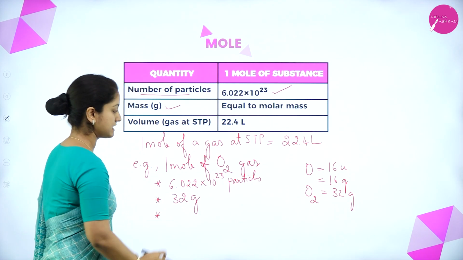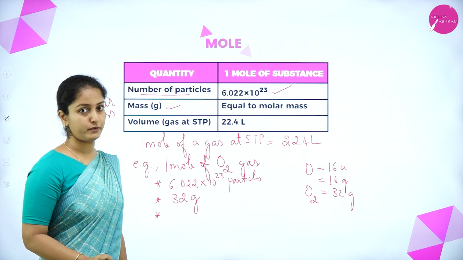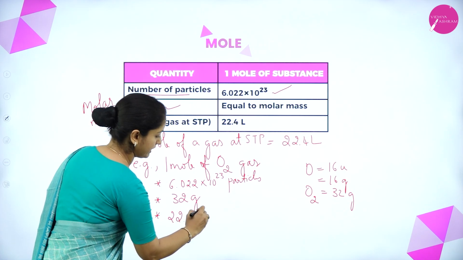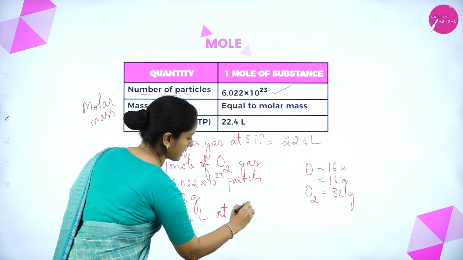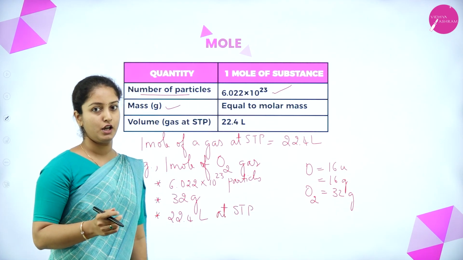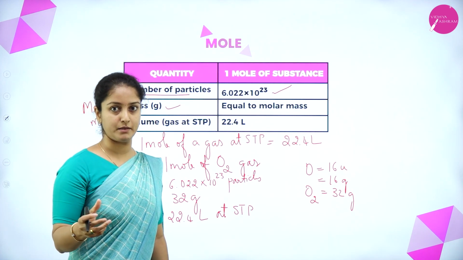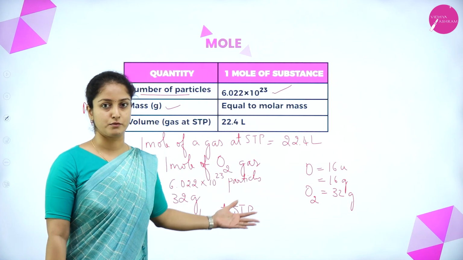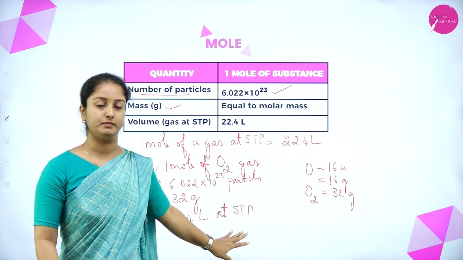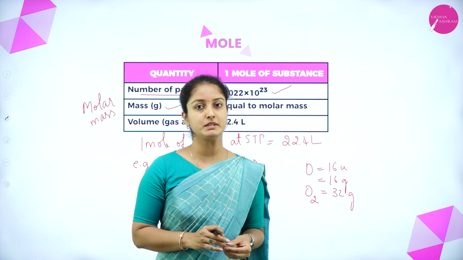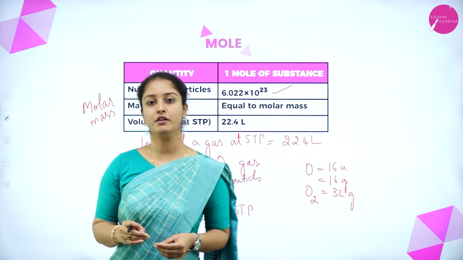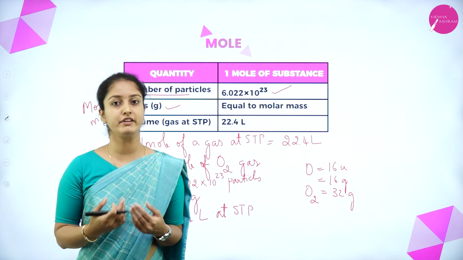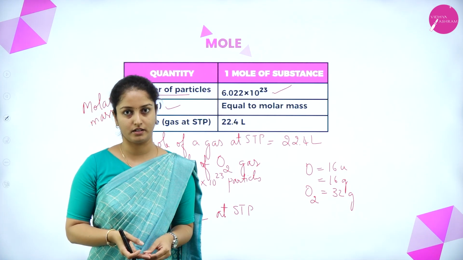And also, since it is an ideal gas, what will be the volume? Volume will be 22.4 liters provided at standard temperature and pressure. So, 1 mole of a substance can be defined in terms of particles, in terms of molar mass, and in terms of volume. Therefore, a mole is a chemist's way of counting the number of particles using a big number, the Avogadro number, just like how we use a dozen or a pair.